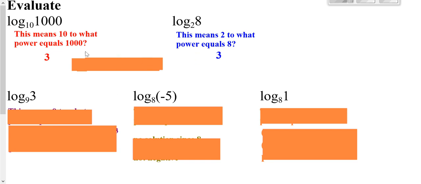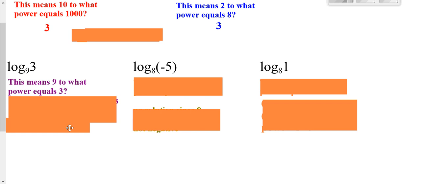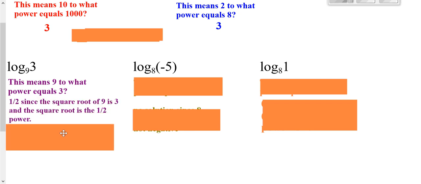So you want to think about it in terms of these words here. Even on this next one, it means 9 to what power is 3? Well, you should realize that if you take the square root of 9, you get 3, and you should know that the square root is the 1/2 power. So log base 9 of 3 is equal to 1/2.